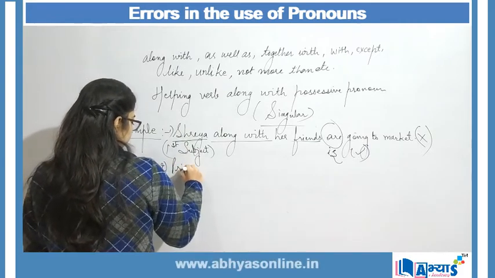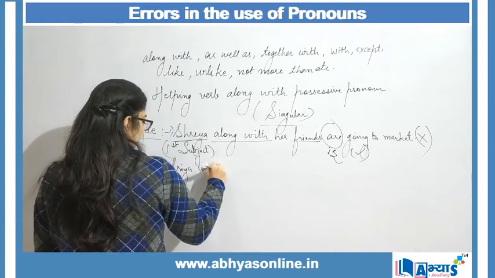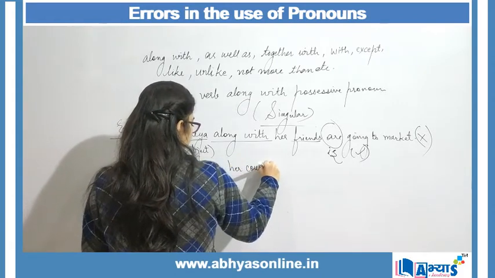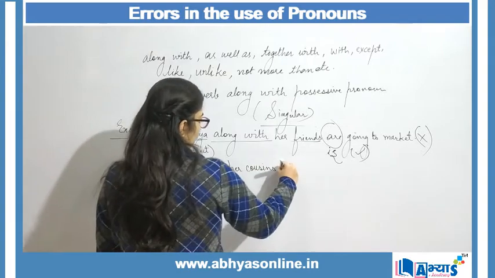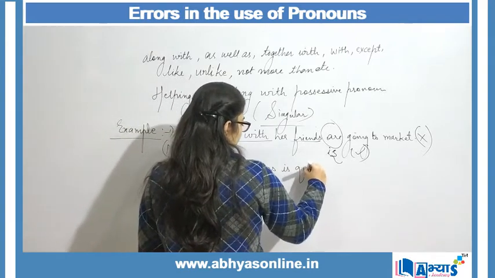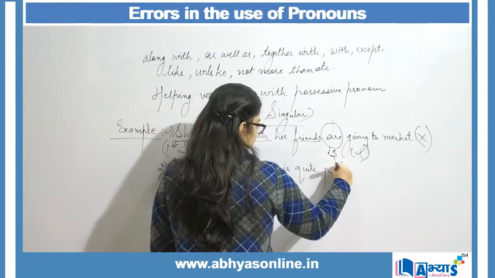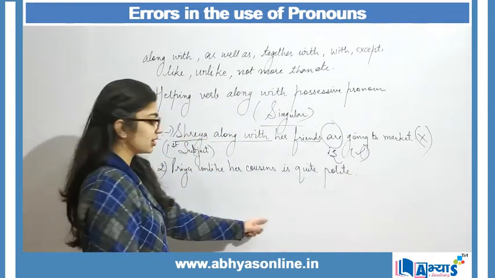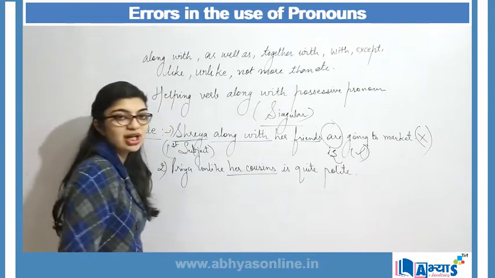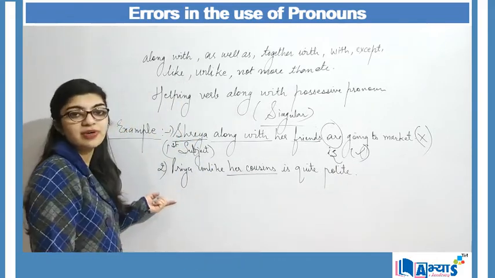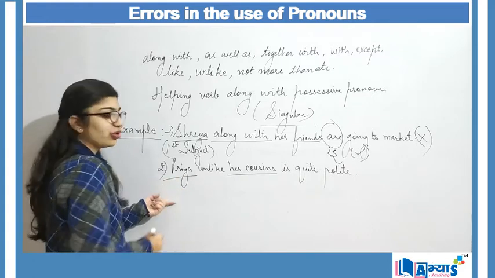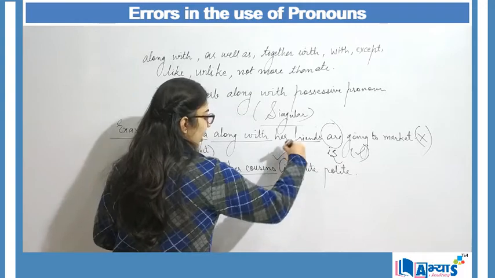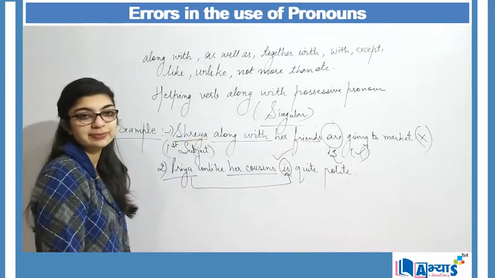Then, Priya unlike her cousins is quite polite. Now, Priya unlike her cousins, here I am not talking about the cousins. I am just talking about the first person, and the subject over here is Priya, and therefore for Priya I am using my helping verb "is".